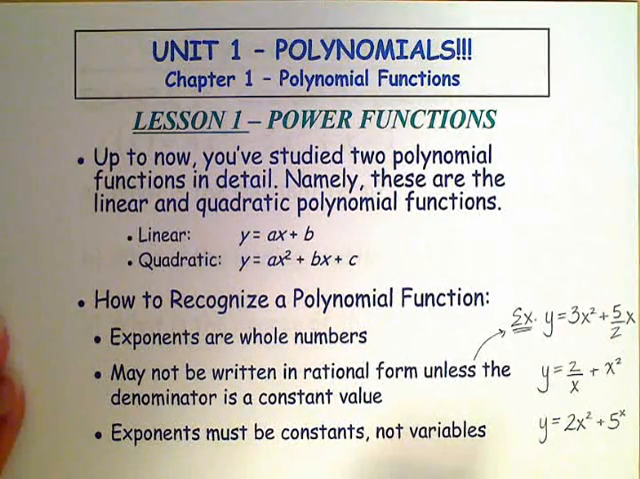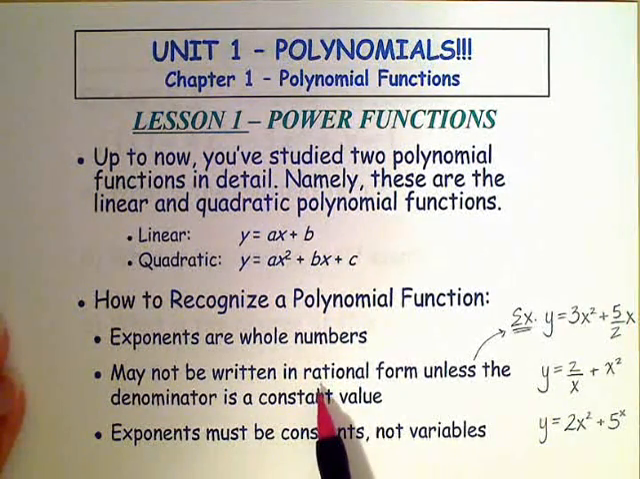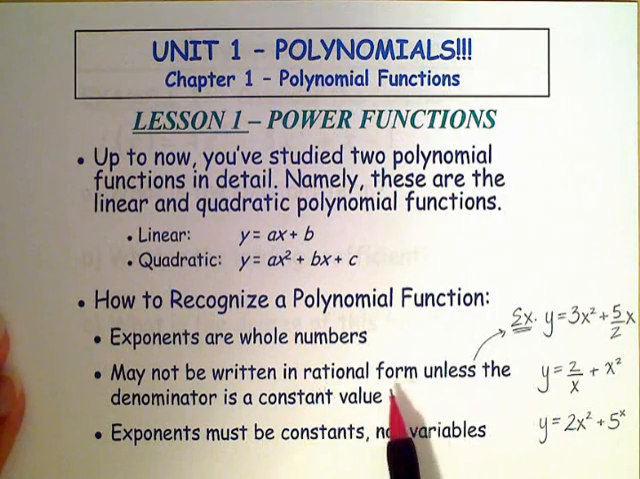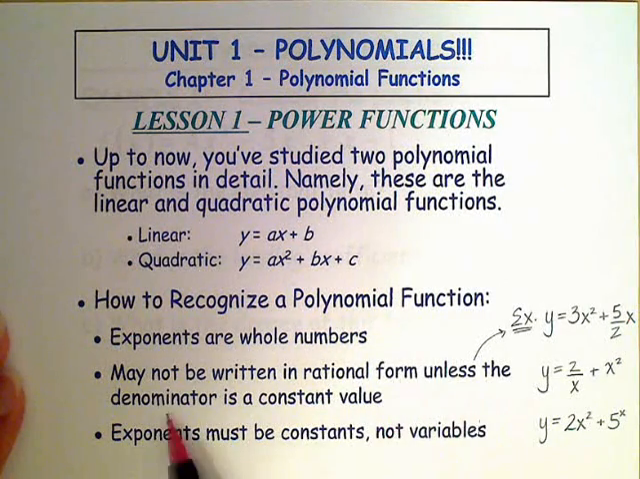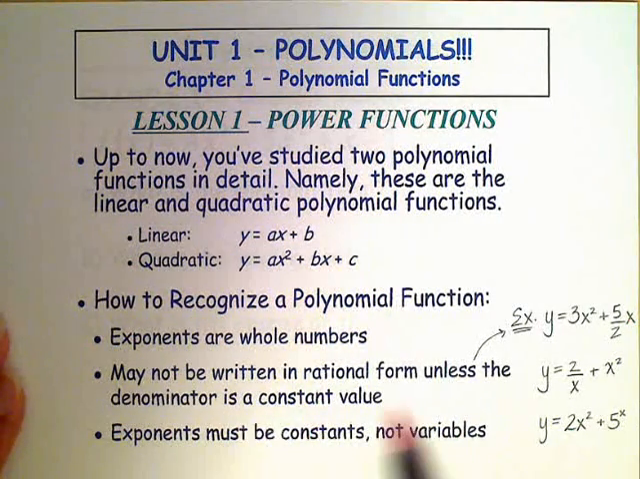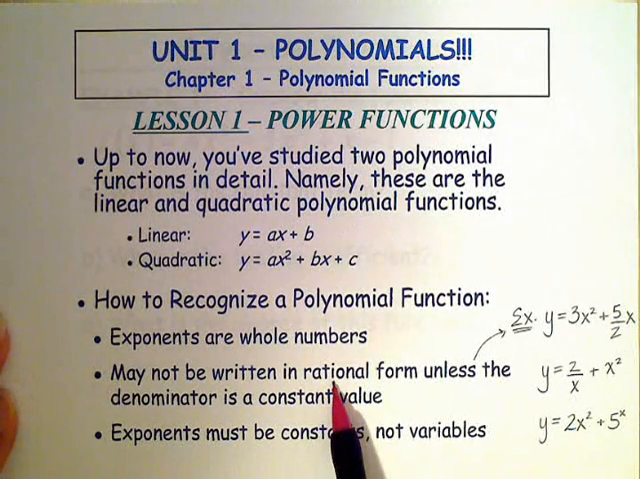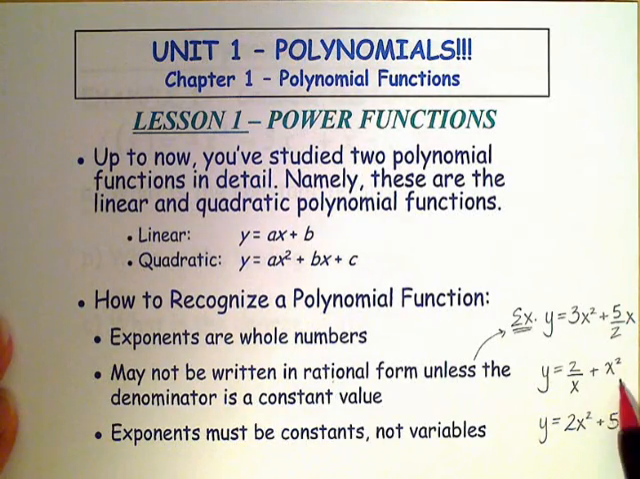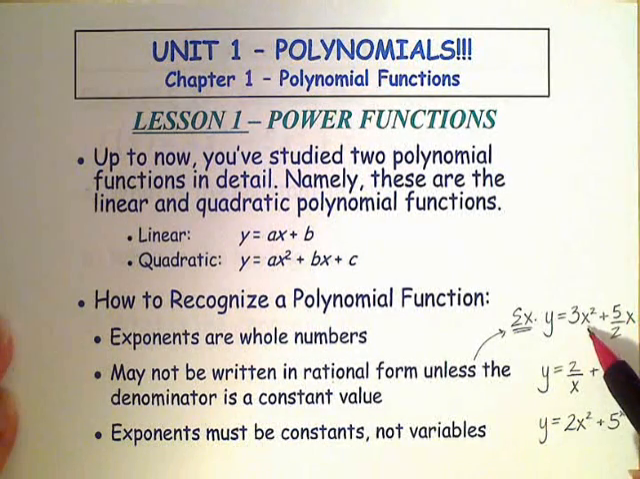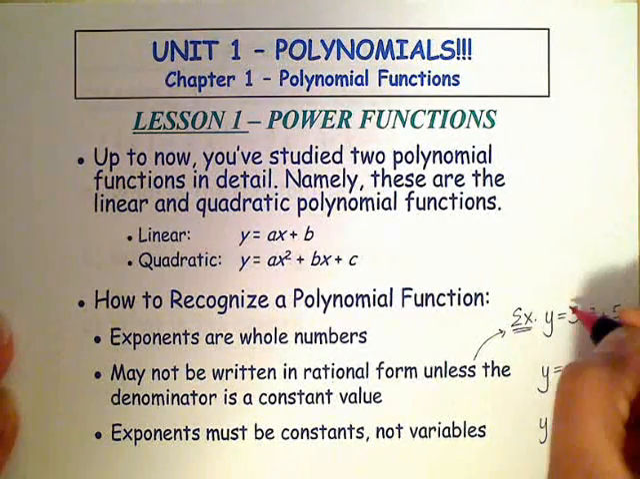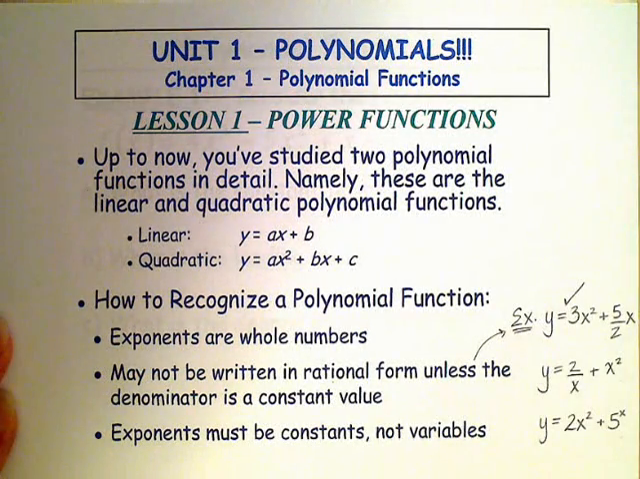And so this part here where it says the polynomial function may not be written in rational form unless the denominator is a constant value. So the only time you can have a fraction in a polynomial function is if the denominator of the fraction is just a number. Okay, so I have three examples here. In the first example, you'll notice that the exponents are both whole numbers, and that the rational part here has a constant term at the bottom. So this is a polynomial function.